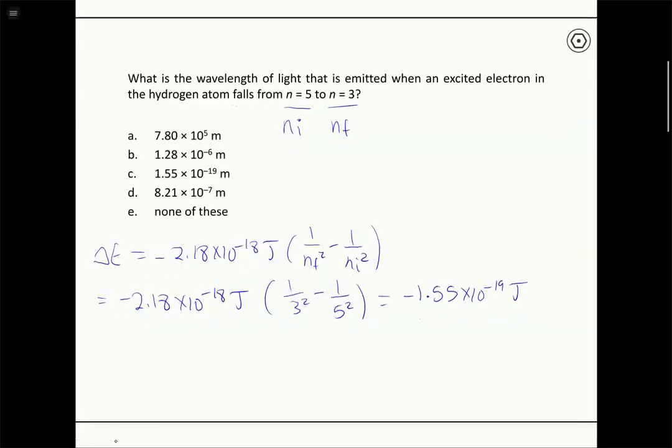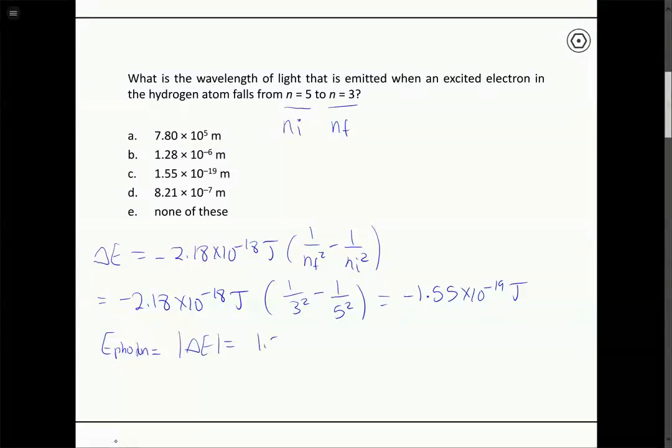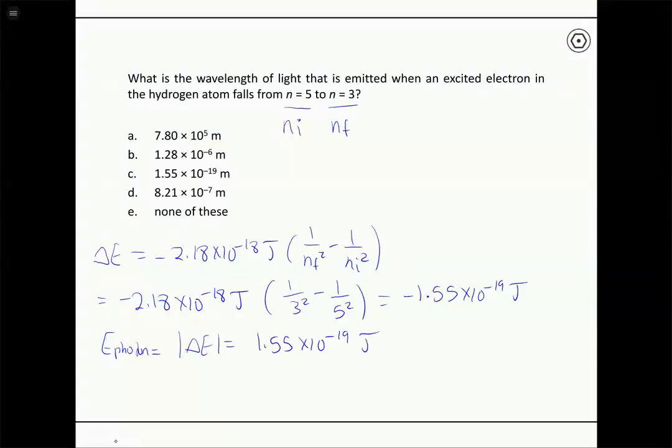Then remember that there's going to be a photon involved in this. In this case, it's a photon that's emitted because the electron is losing energy. The energy of the photon is just equal to the absolute value of delta E, so the photon energy is just 1.55 times 10 to the minus 19 joules. We never have negative photon energies or wavelengths or frequencies. But remember that this is the energy of the photon, and this question specifically wants the wavelength of light.